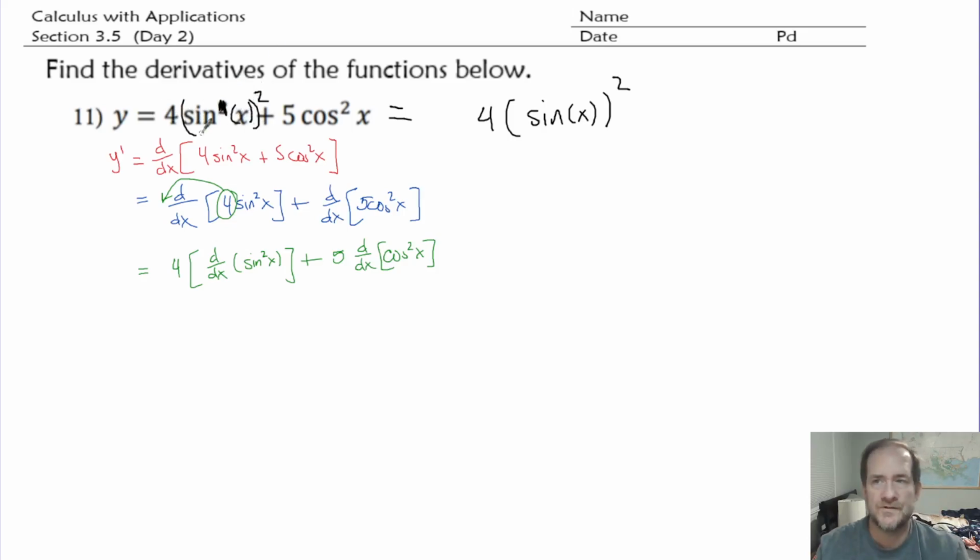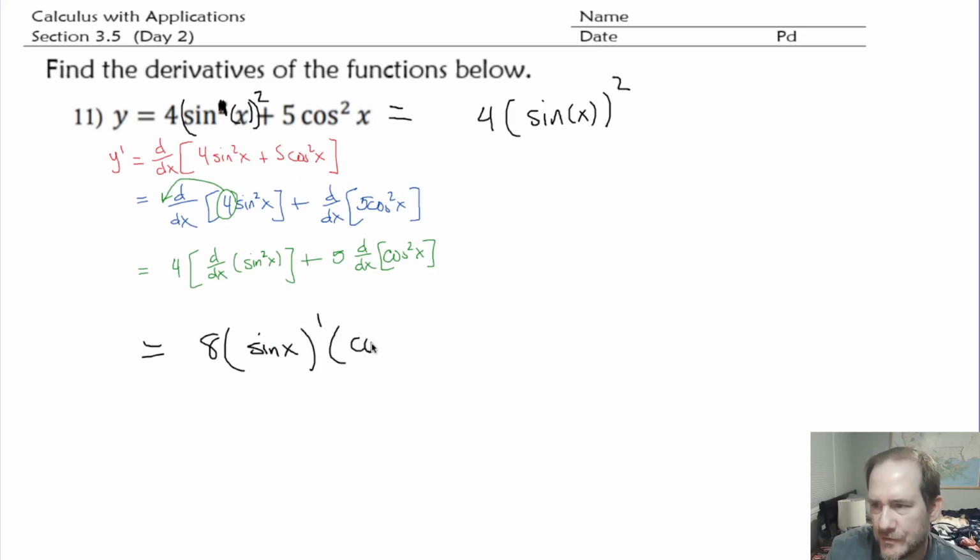And there's your new expression, which is sort of easier to differentiate because if I differentiate this, I just do power rule first. 2 times 4 makes 8. Leave my base alone, sine of x. Subtract 1 from my power, it goes down to 1. And then chain rule out the derivative of the inside, which is a cosine.